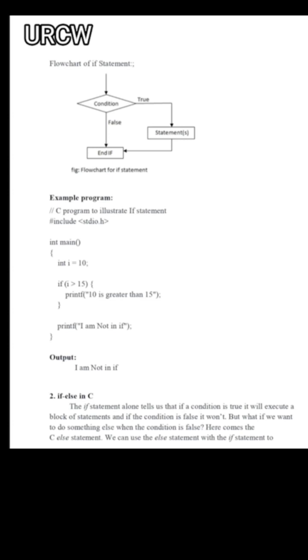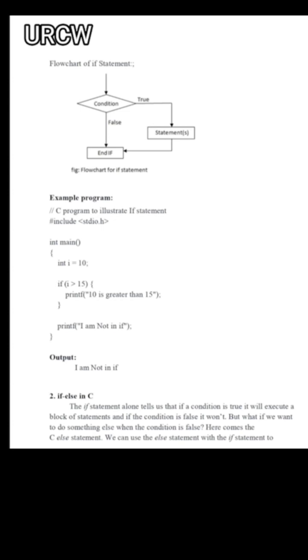#include <stdio.h> is a header file used in C language. int main is the main function with return type. int is a data type, i is a variable, and 10 is a value, with a semicolon. If i greater than 15, printf "10 is greater than 15". In the else block, printf "I am not in if". The condition in the if statement is false, so it prints "I am not in if". If-else statement.